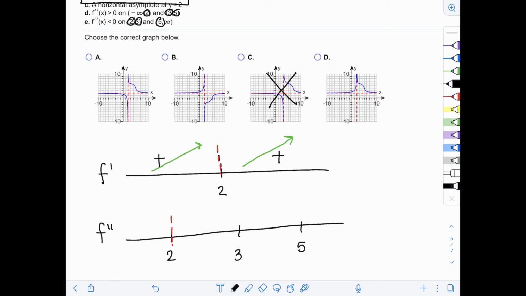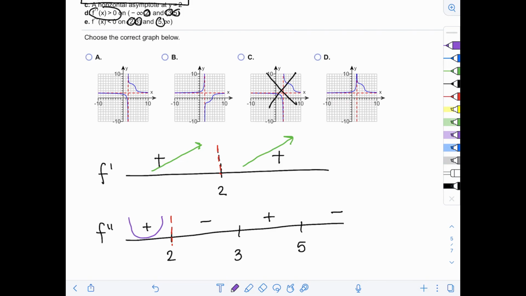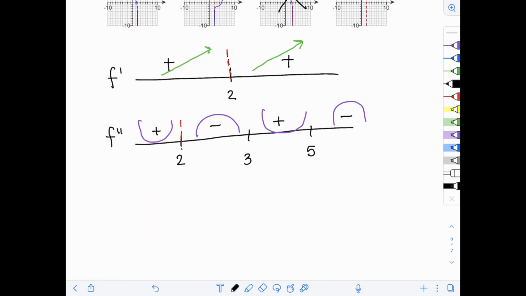And then it's saying that it's positive less than 2. So I'm going to put a plus here. And it's positive between 3 and 5. So between 3 and 5, I'm going to put a plus. But it's negative 2 to 3 and bigger than 5. So here's what I have for concavity. And now I might put in the visual, which is positive means concave up, and then concave down, concave up, and concave down. And so I could take these number lines and try and put it all together like I had done in that other problem.